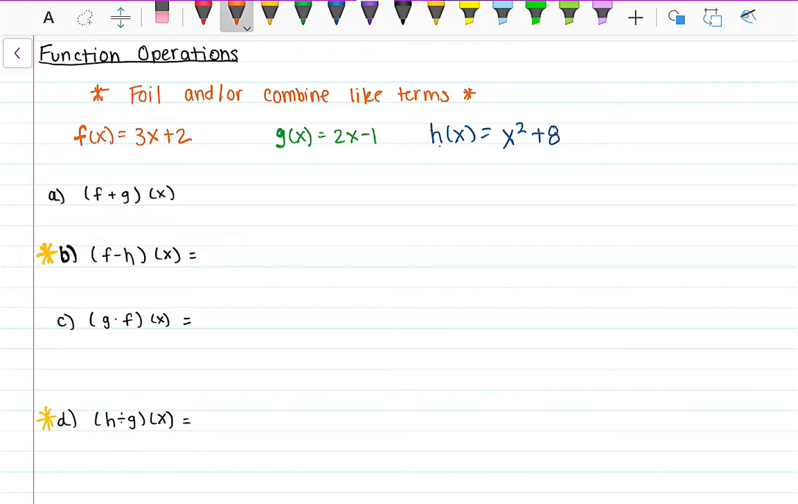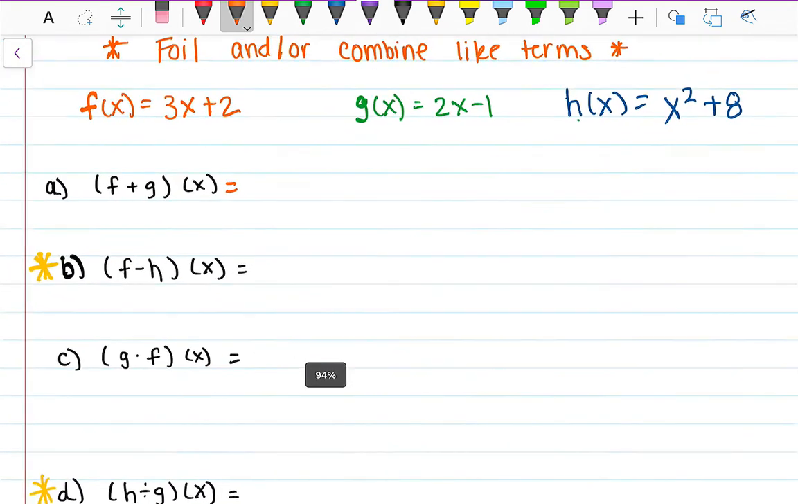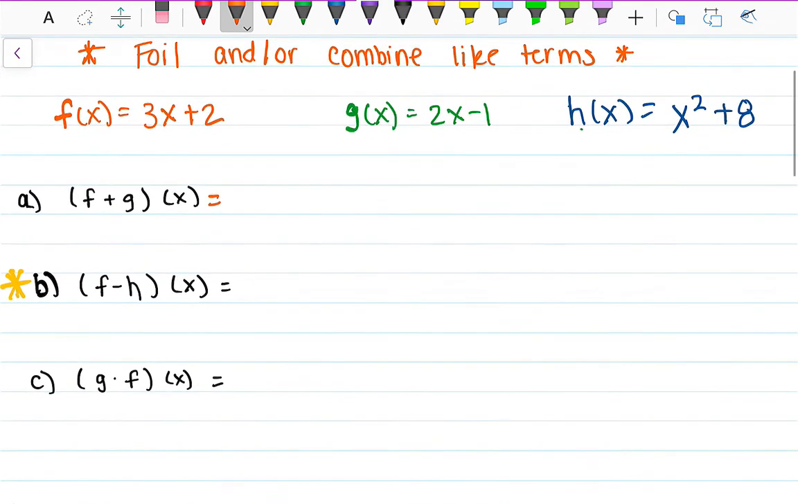So I'm going to write down my f function. Let me zoom in a little. There we are. I'm going to write my f function. So 3x plus 2. And I'm going to add that to my g function, which is 2x minus 1. Right? So just in case you don't need to write this down, but that's my g function. This is my f function. Right? And all I'm doing is adding them together.